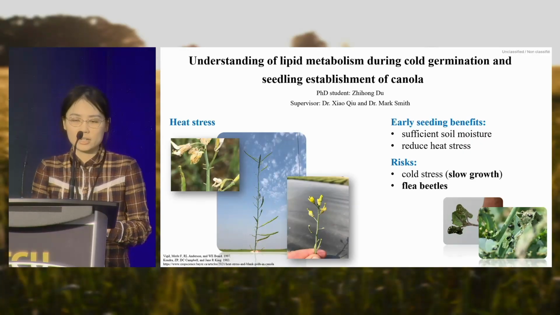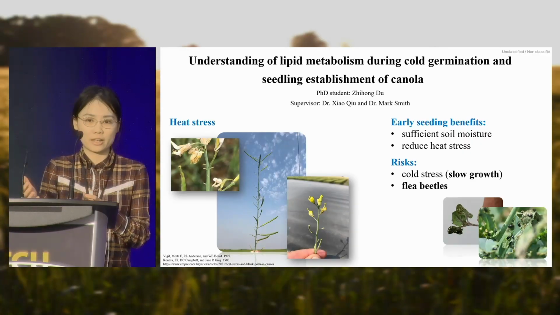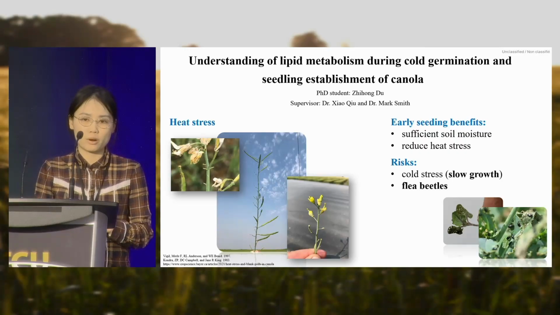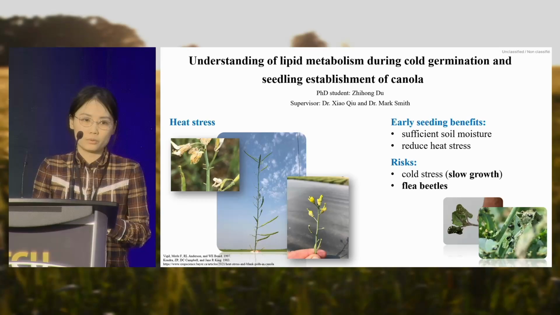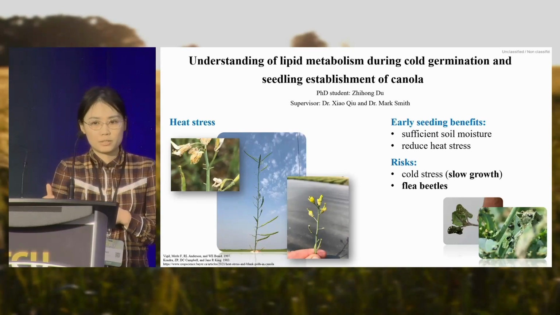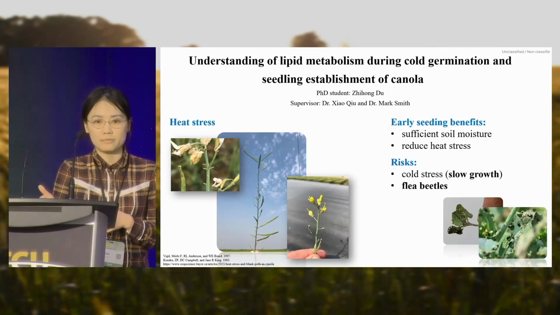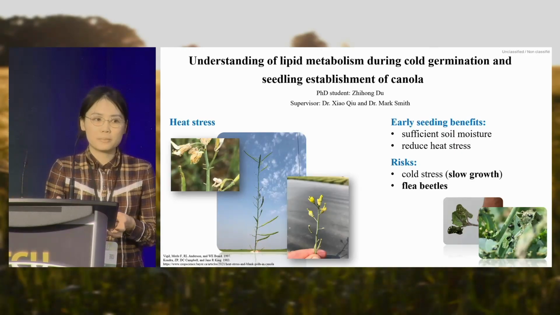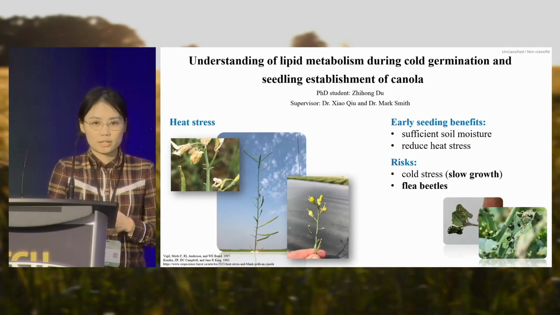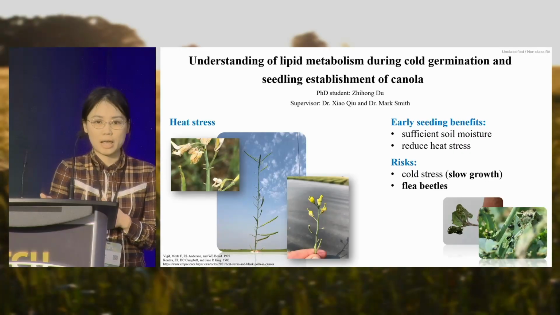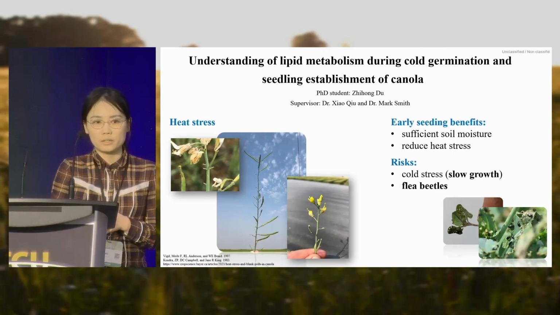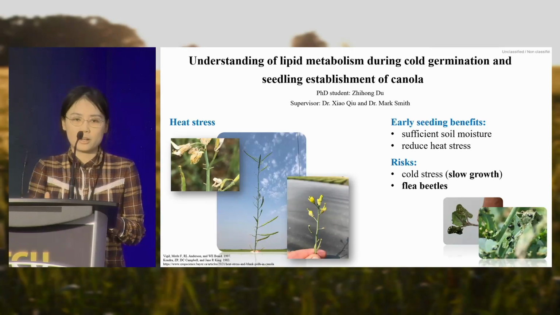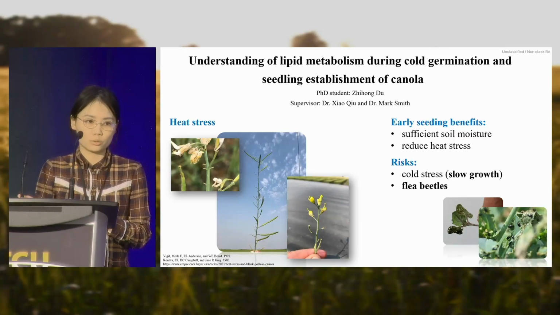But early seeding can introduce some challenges. The cool soil temperature can slow the germination process and delay seedling growth, and the fragile seedlings can later be damaged by flea beetles because of slow growth. So considering those limitations, our project is to investigate the physiochemical processes that occur during cold germination and seedling growth in canola, aiming to find some solutions to tackle those issues.